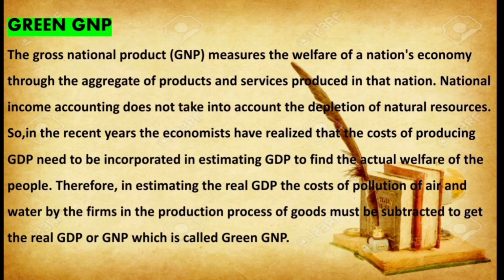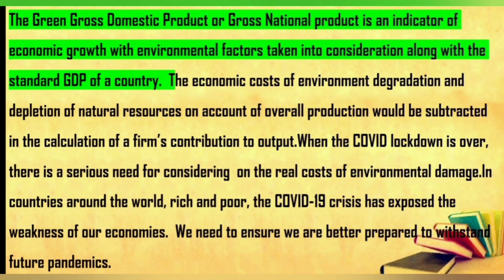Therefore, in estimating the real GDP, the cost of pollution of air and water by the firms, by the industries, in the production process of goods must be subtracted to get the real GDP or GNP, which is called green GNP. It is an indicator of economic growth with environmental factors taken into consideration along with the standard GDP of a country. The economic costs of environment degradation and depletion of natural resources on account of overall production would be subtracted in the calculation of a firm's contribution to output.